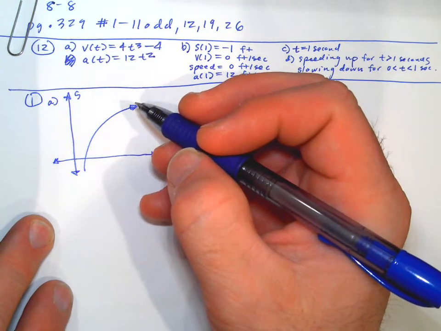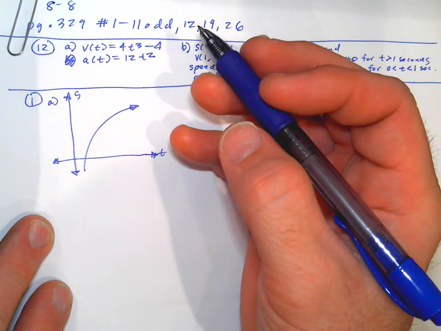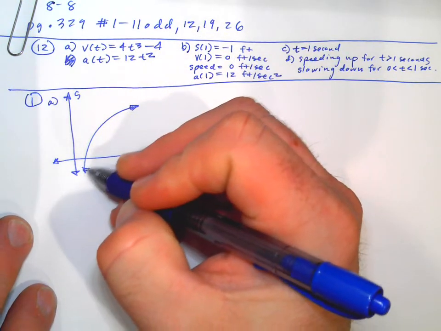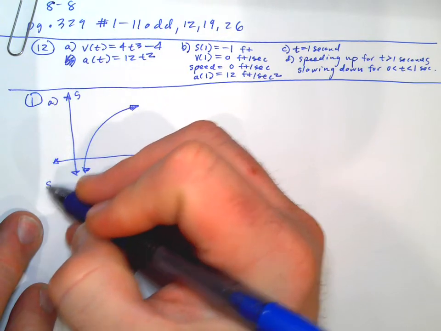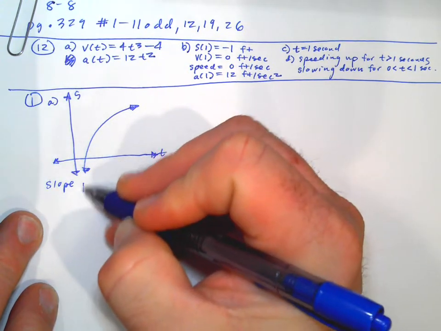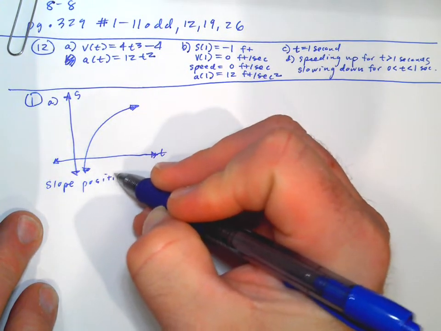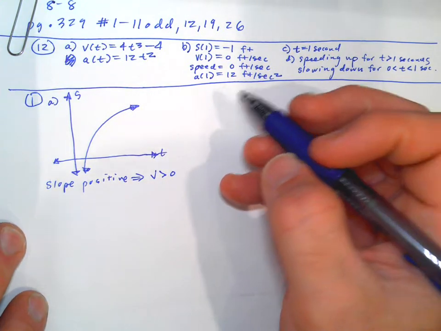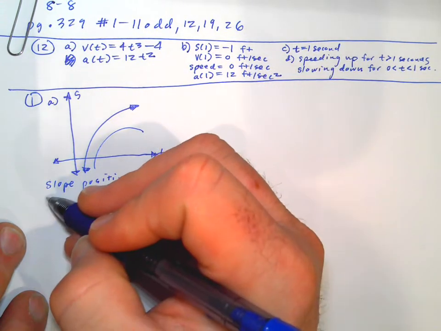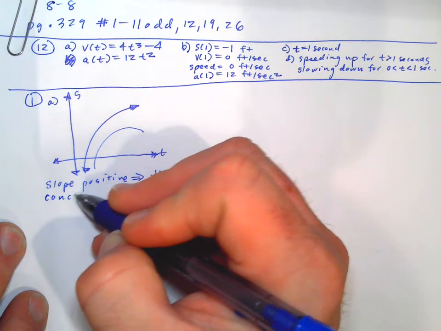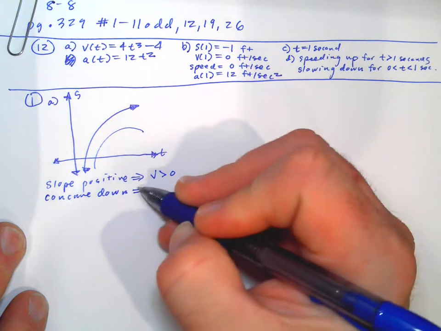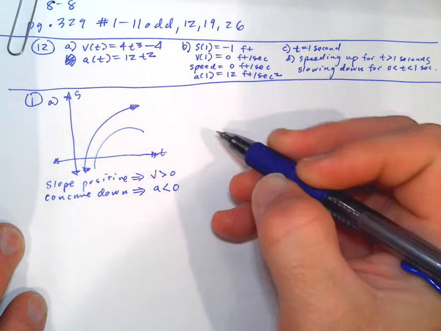So, the signs of velocity and acceleration. Velocity is the slope of this. Since the slope is positive, that means the velocity is positive. Since it's concave down, that means the second derivative is negative, which is acceleration is negative.